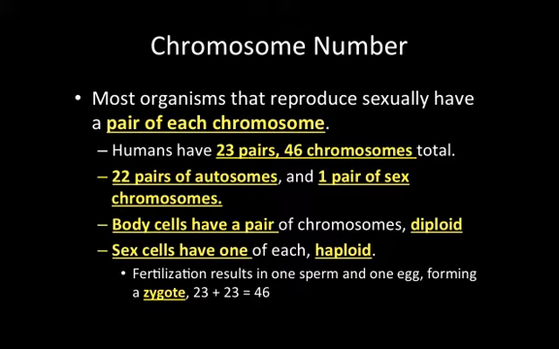Just some things to keep in mind: we have a pair of each chromosome. Humans have 23 pairs or 46 total. 22 pairs are autosomes. One pair is sex chromosomes that determine gender. Each body cell has 46 chromosomes, while your sex cells only have 23. When sex cells unite, sperm and egg, we get a zygote, which has 46.